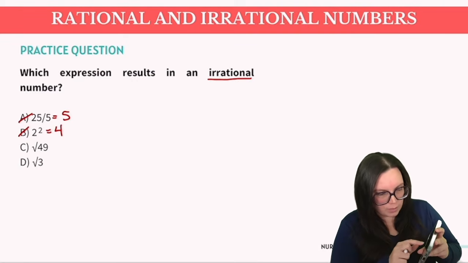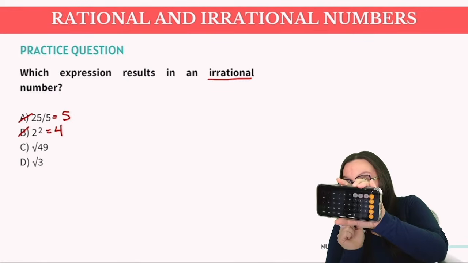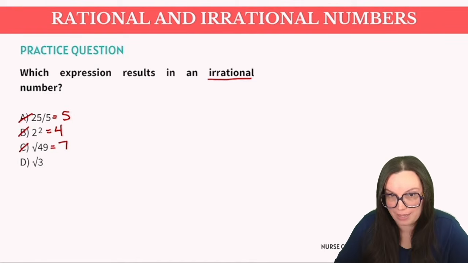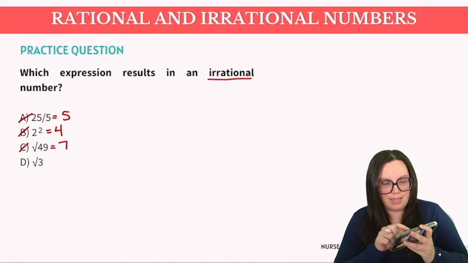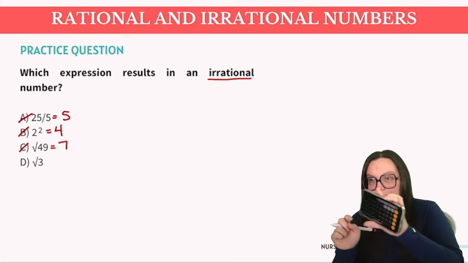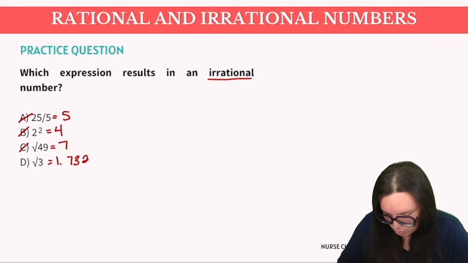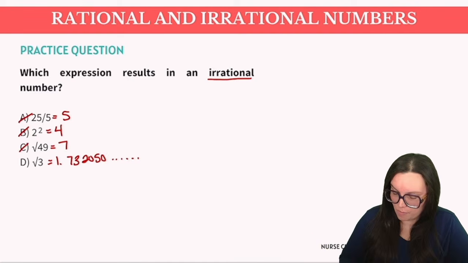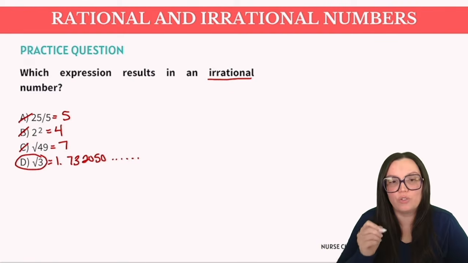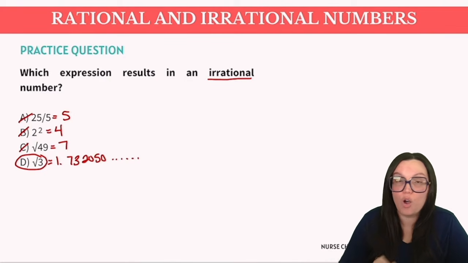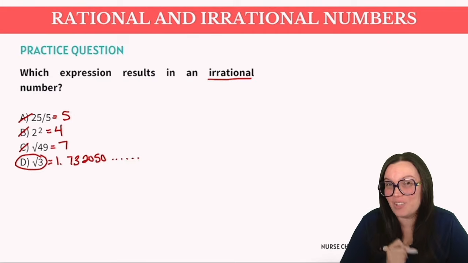We have the square root of 49. The square root of 49 gives us 7. So again, we know that that is also rational. We can eliminate that. And our last number is the square root of 3. And again, look at that. We have a very long number. We've got 1.7325050, and so on and so forth. So out of all of the options that we have available to us, D is the correct answer because remember, we have a non-terminating decimal with no repeating patterns. So when we see those kinds of numbers, we know we have an irrational number.